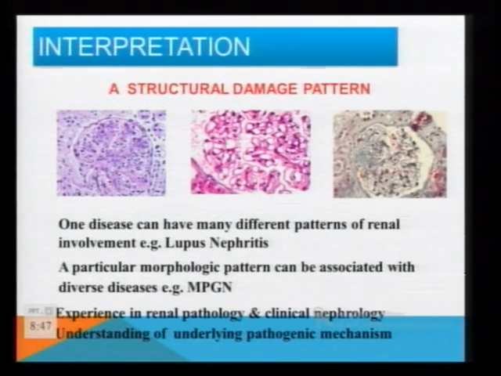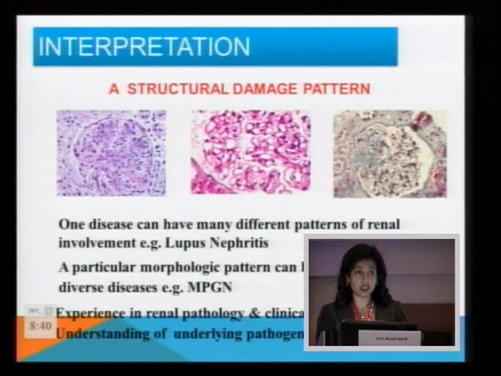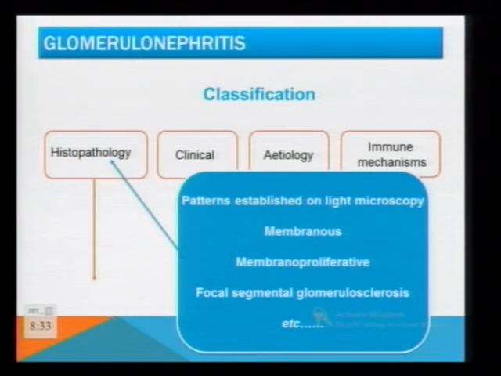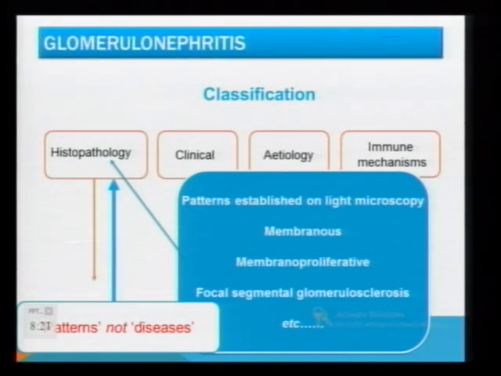In order to be able to interpret this, you need someone who's an experienced renal pathologist, who knows quite good about clinical nephrology and has understanding of underlying pathological mechanisms. So back to our classification, this histopathology part actually are patterns established on light microscopy: membranous, membranoproliferative, focal segmental glomerulosclerosis. Please remember that these are patterns and are not diseases. What makes it a disease is the correlation between you and your pathologist.